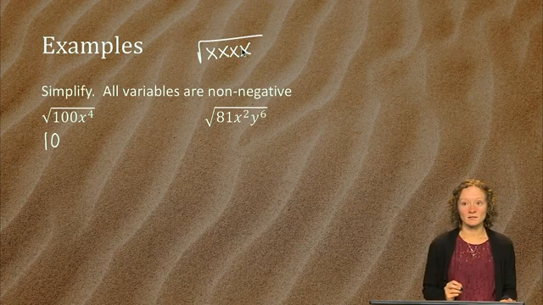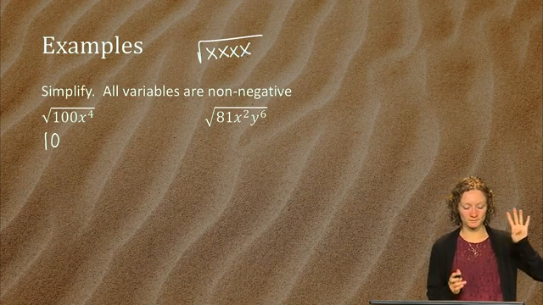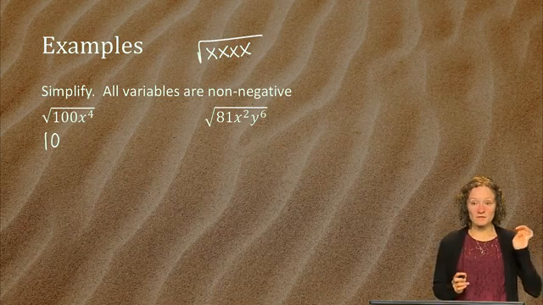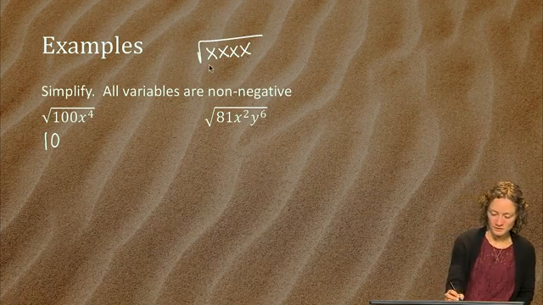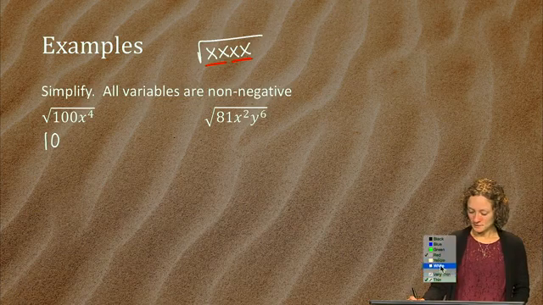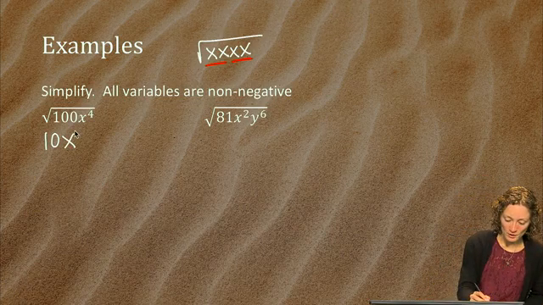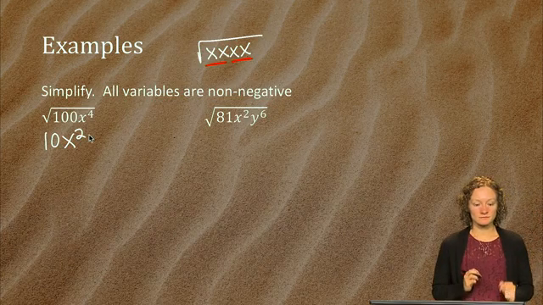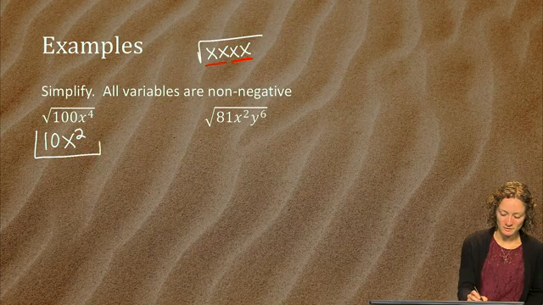If written out, it would look like this. X times x times x times x. 4 of them. If we have a square root, then we're looking for pairs. So, how many pairs of x's do you see? Here's one pair. Here's another pair. There are 2 pairs, so 2 x's come out, and there's our answer, 10x squared.